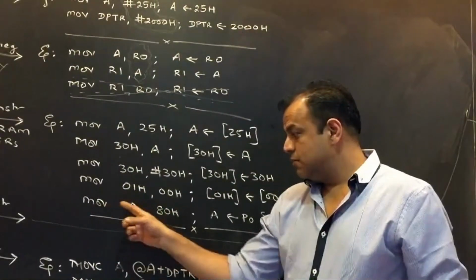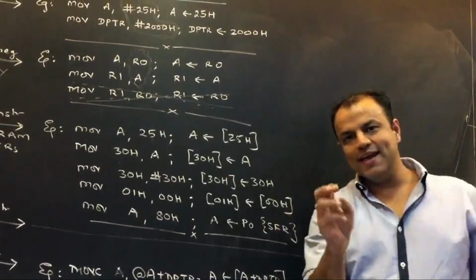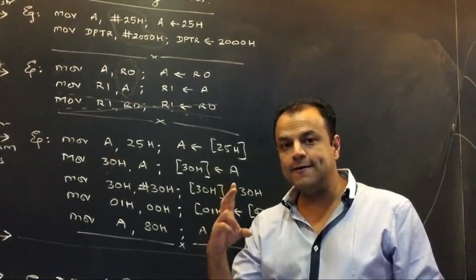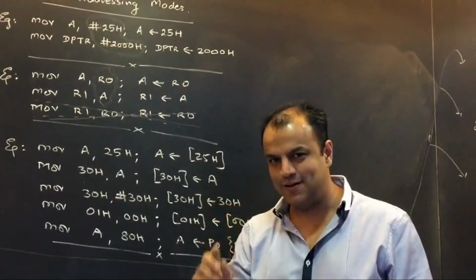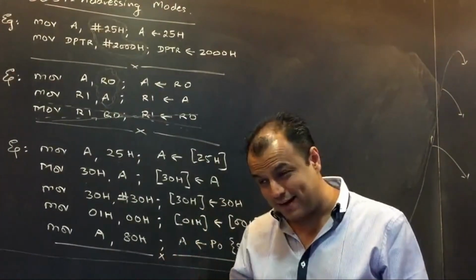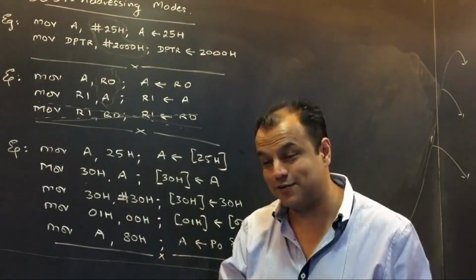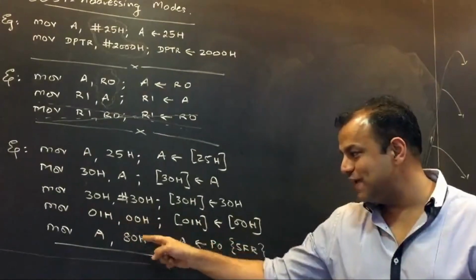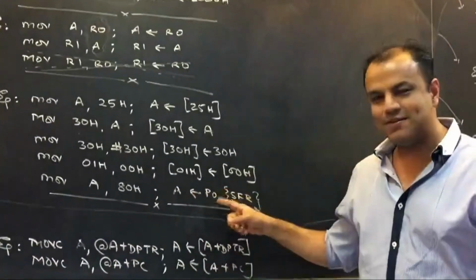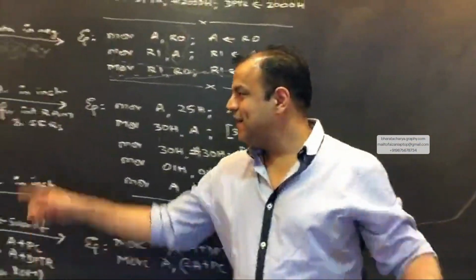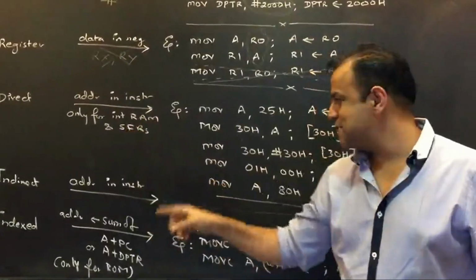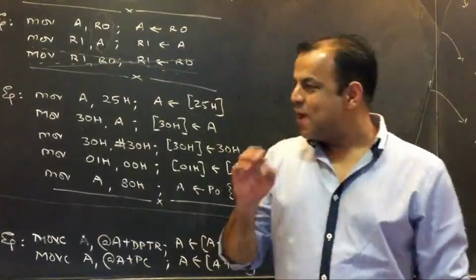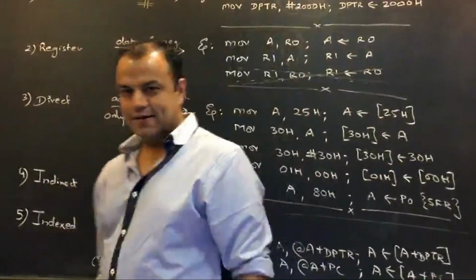Another interesting example. MOV A, 80H. So who gets what? A gets the value of location 80. But please understand, there is no location 80. Internal RAM ends at 7F. That's it. 80 to FF are unused addresses which are allotted to SFRs. So 80 is the SFR address of port 0. So when you write MOV A, 80, what it actually does is A gets the value of port 0. So that's what I said. Direct addressing mode is applicable for internal RAM and SFRs. These are all examples of internal RAM. This is an example of SFR. Please tell me, did you understand this? With this, we are done with direct addressing mode.